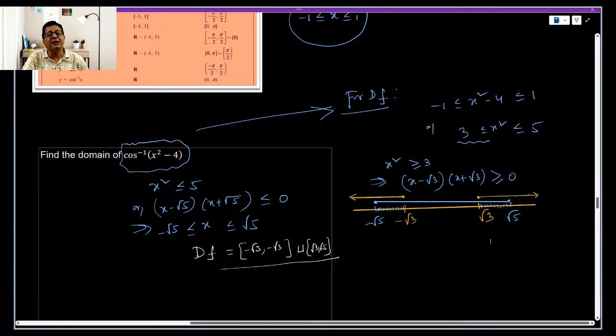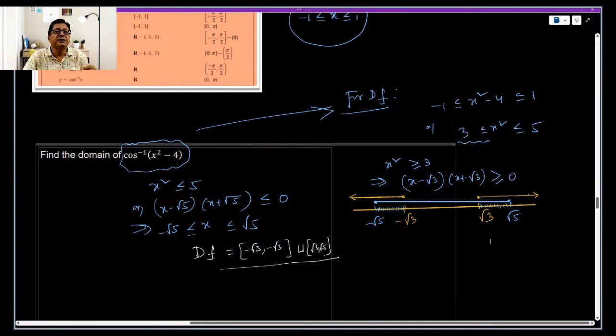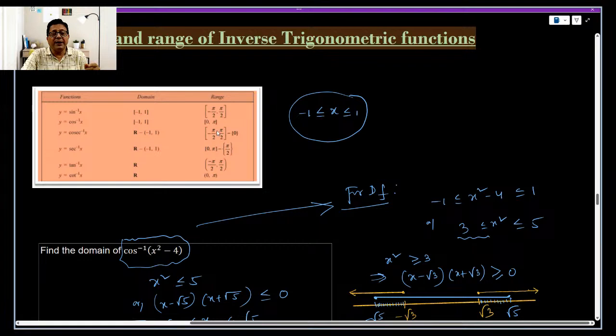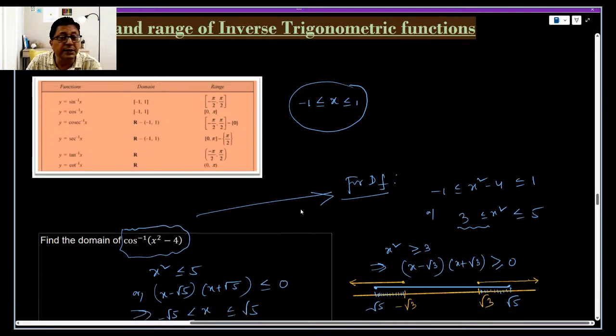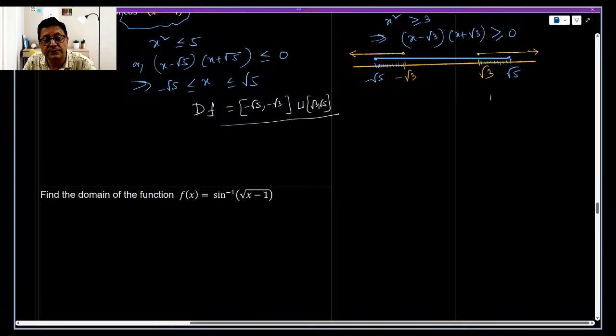If somebody asked you what is the range over there, it can be found. Cos inverse function range is 0 to pi. Remembering that, we can find the range also. Range I am coming to. I'll give you some special problems on finding range. Then everything will be clear. Let us pay attention on finding domain first. Let us do this one.